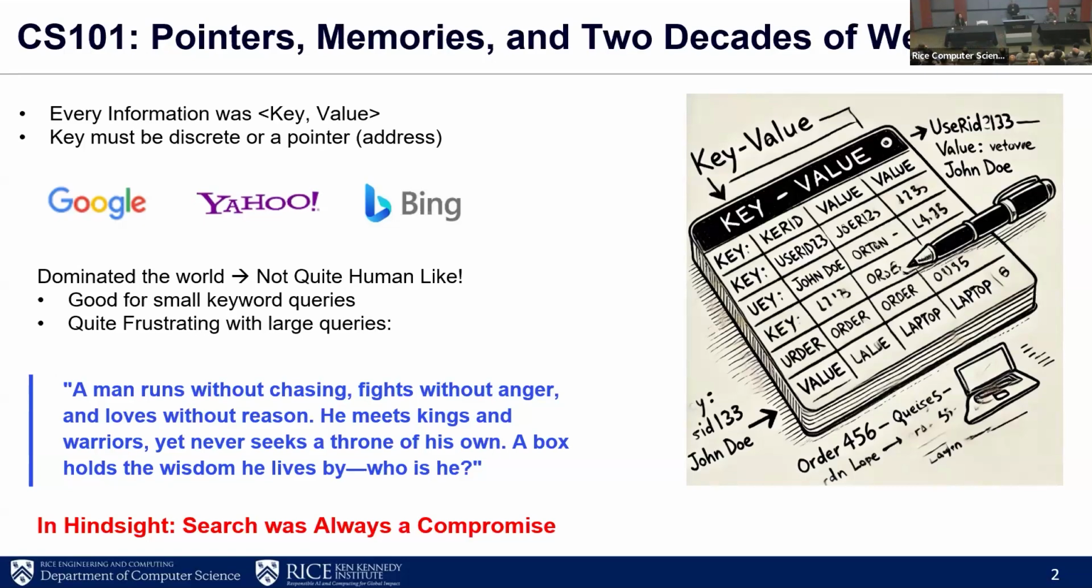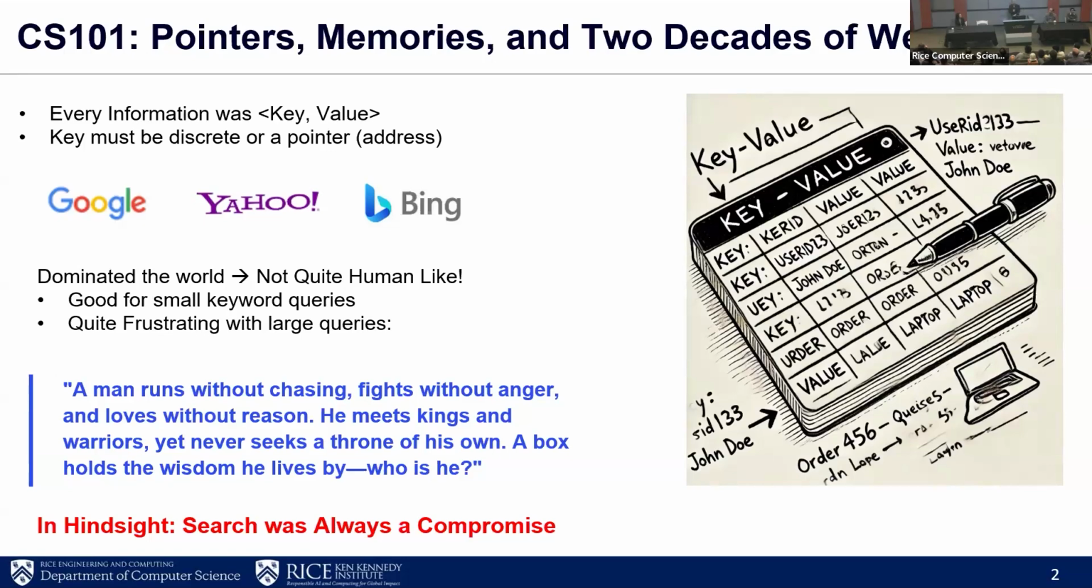And what we were looking for is maybe a query like this. A man runs without chasing, fights without anger, and loves without reason. He meets kings and warriors, yet never seeks a throne of his own. A box holds the wisdom he lives by. Who is he? If you type this on Google, you'll probably get nothing.